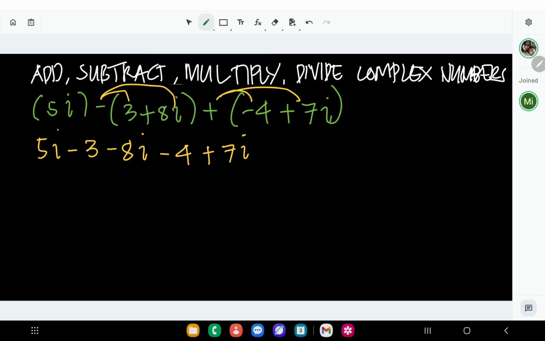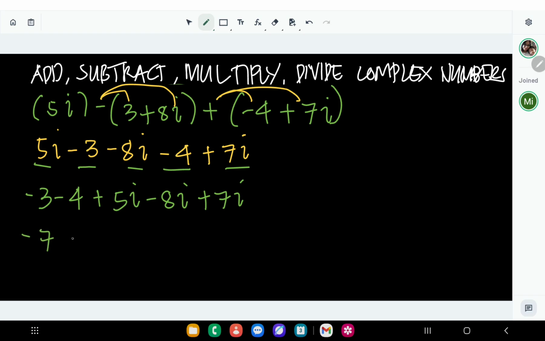Then we group like terms. Negative 3 goes with negative 4, so this is negative 3 minus 4. And the other three imaginary parts go together. So this is 5i minus 8i plus 7i. So this is negative 7 plus, 7 plus 5 is 12, 12 minus 8 is 4. So this is negative 7 plus 4i.